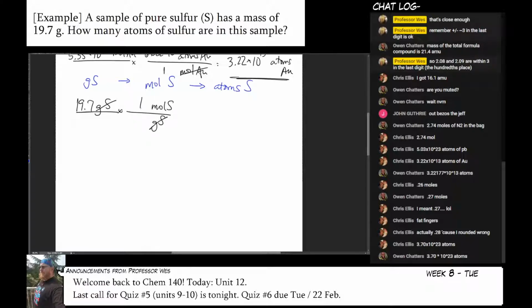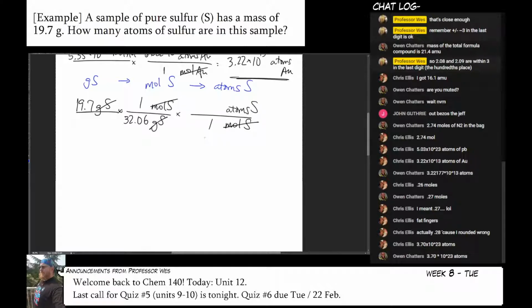How many grams are in a mole of sulfur? Well, according to the periodic table, for sulfur I have 32.06. You should be able to find that on the periodic table. If I hit enter here, this would give me the number of moles of sulfur, but I don't want that. Or I'm sorry, not the number of grams. I want the number of atoms of sulfur. So we'll turn moles of sulfur into atoms of sulfur.